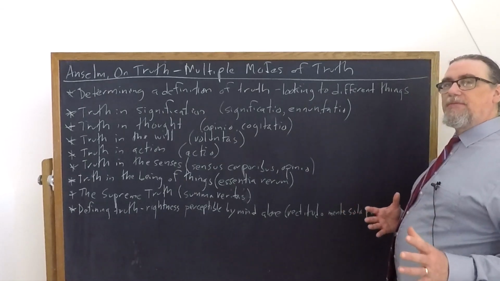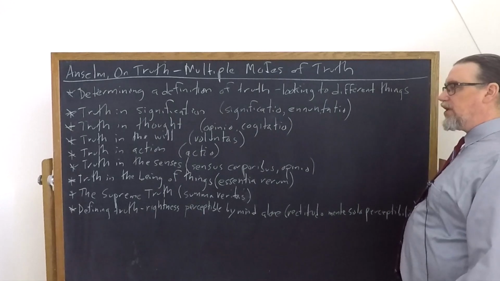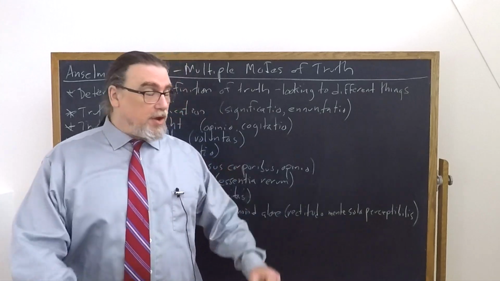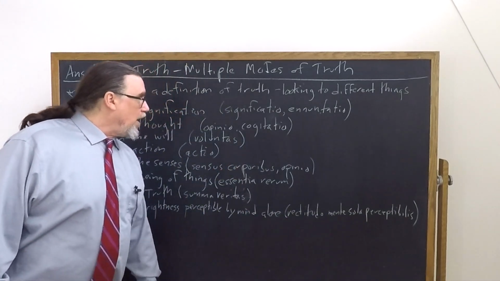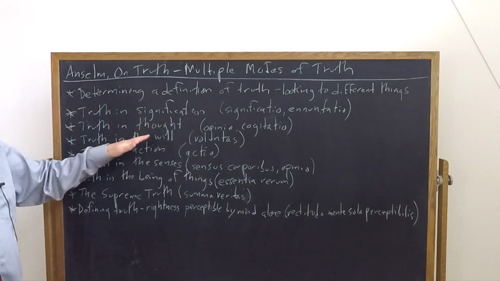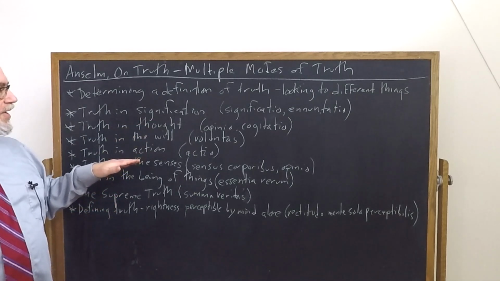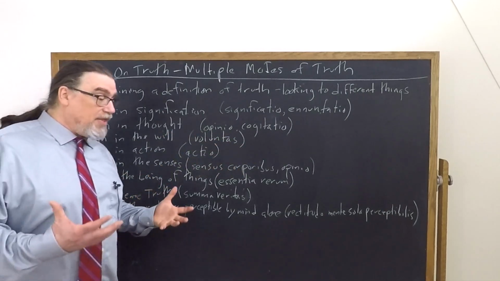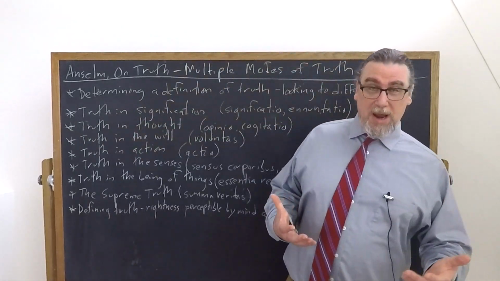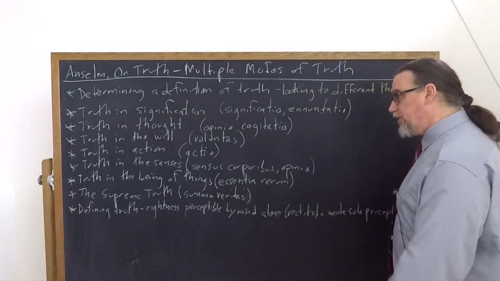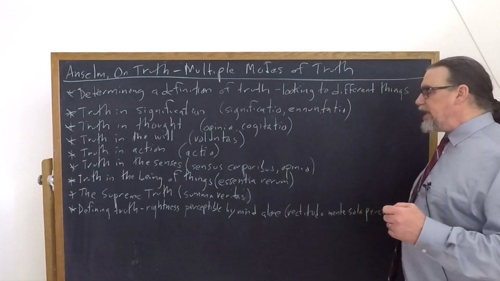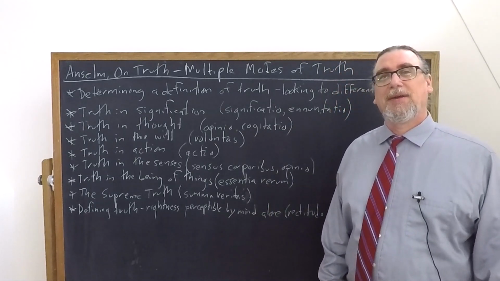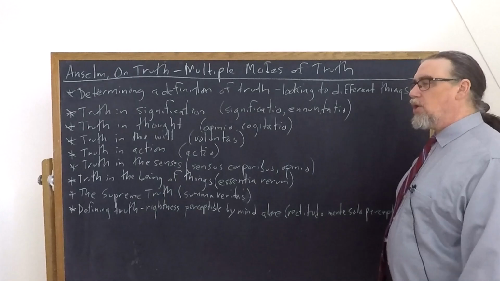So how can we define truth? What connects all these things together? It is rightness, or rectitudo. This is really central to Anselm's idea. Rightness in signification, rightness in thought, rightness in the will, rightness in action, rightness not so much in the senses, but in the judgments about them, rightness in the being of things, and the supreme rectitude, or rightness, that is God. Rightness that is perceptible, perceptibilis, right, can be registered, can be apprehended by what? Just by the mind alone.